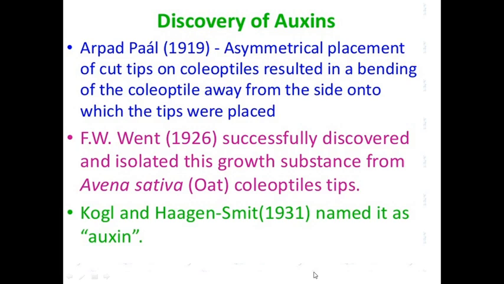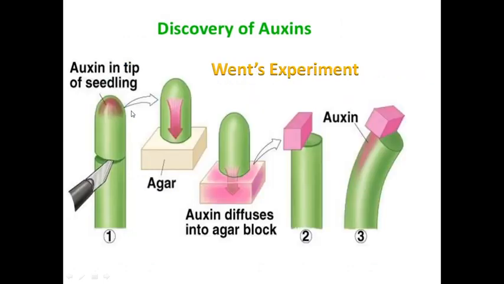Moving next, the main step towards the discovery of the auxins was taken by F.W. Went in 1926. He chose the plant Avena sativa, or oats. You can simply say oats. In his experiment, he cut the tips of these Avena sativa oat plants and placed these tips on agar blocks.